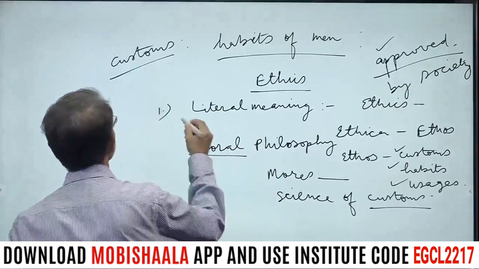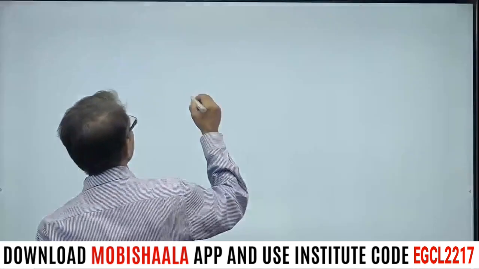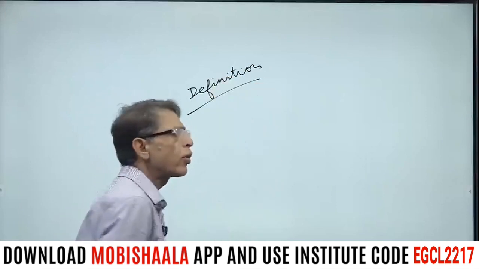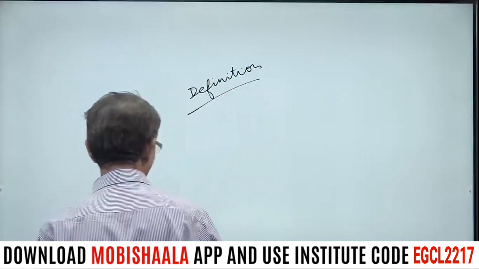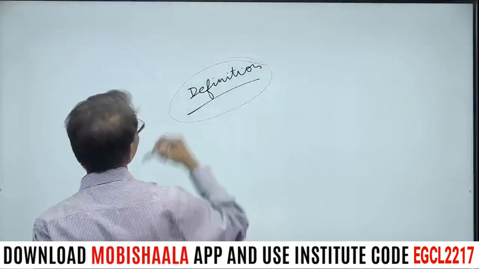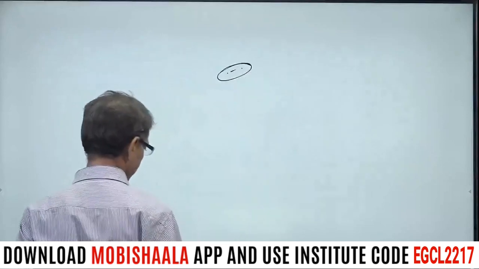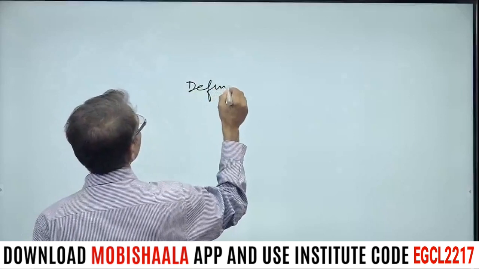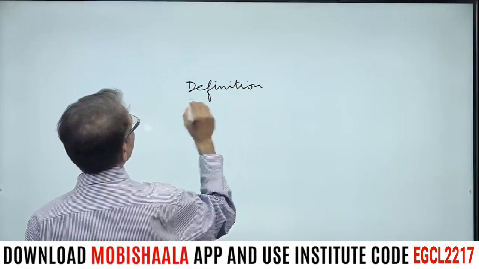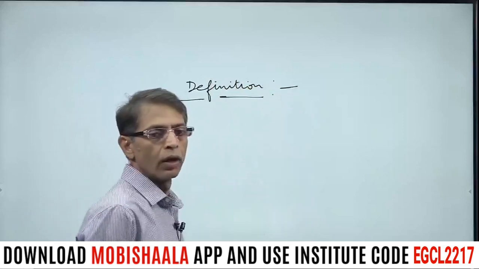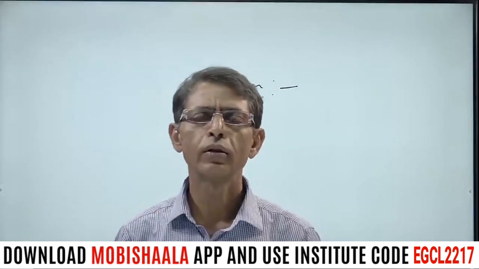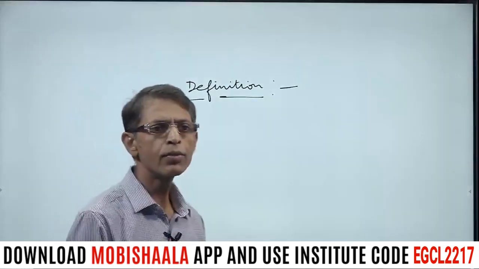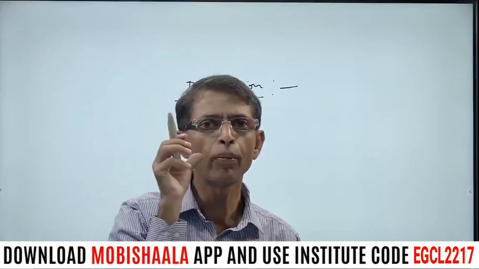The second thing we will discuss is the definition. If we talk about the definition of ethics, let me write in the right manner. Definition. To define it, let me discuss a few things. As we know, the literal meaning says it is the science of custom. And what are the customs? Customs are the habitual ways of action of people, of men.